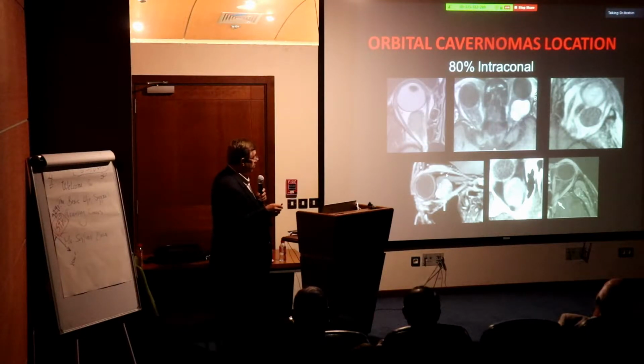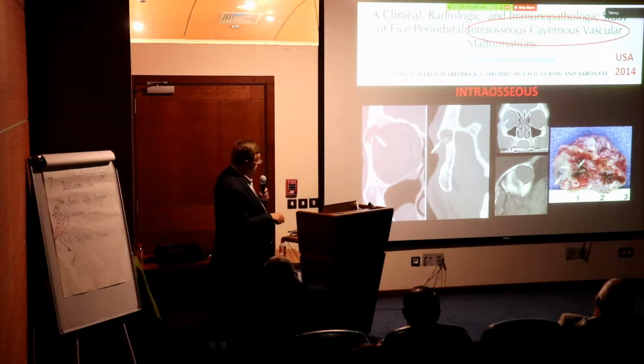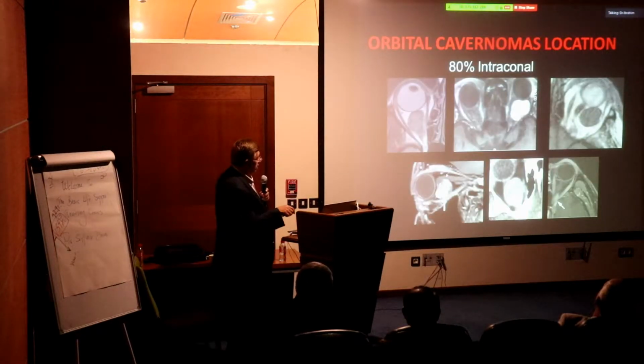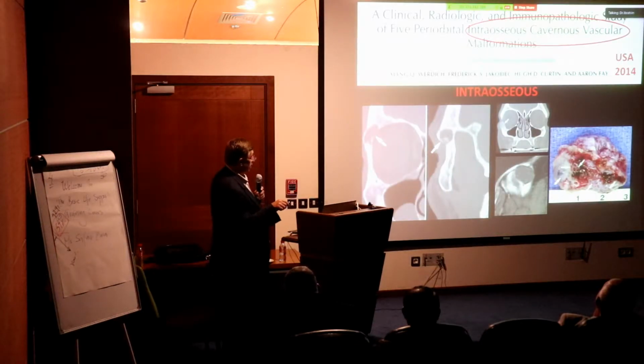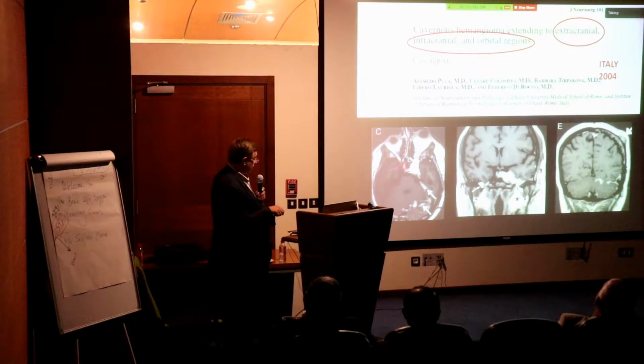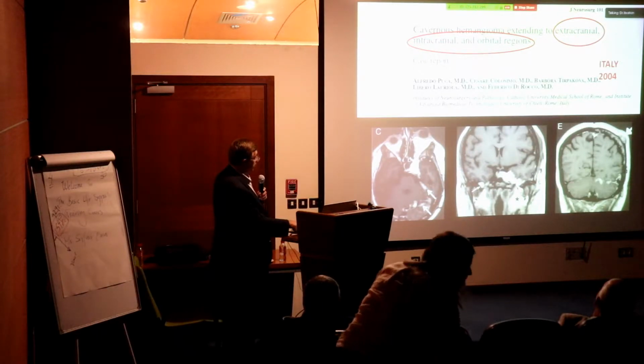Locations: anywhere in the orbit. I've chosen different cases, so that they can happen anywhere. But they love the outer compartment. This is their favorite site. But they can be intraosseous, inside the bone. They can be intraorbital and extraorbital, in the cavernous sinus and outside, like this paper from Italy.